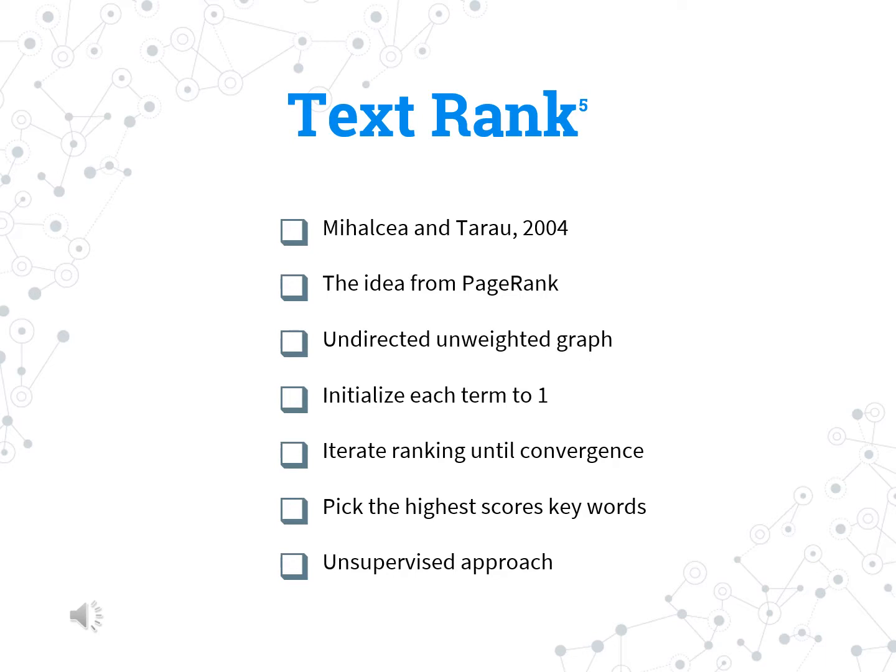TextRank algorithm. It was published in 2004. The idea comes from the PageRank algorithm. It is an undirected, weighted graph. It initializes each term to 1. It iterates ranking until convergence. It picks the highly scored keywords. It is an unsupervised approach.